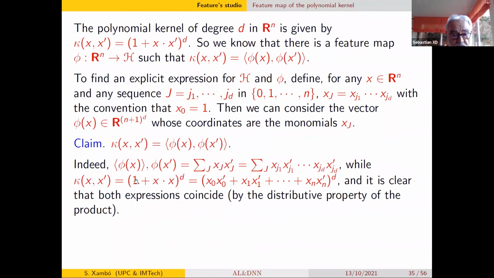Kappa of x, x prime is (1 plus x dot x prime) to the d. This here, with the convention that x_0 is 1, can be written as (x_0 x_0 prime plus x_1 x_1 prime plus ... plus x_n x_n prime) to the d. And when you develop this power d, clearly you get this expression here because of the properties of multiplying polynomials. So with this we have checked what is the feature map of the polynomial kernel.